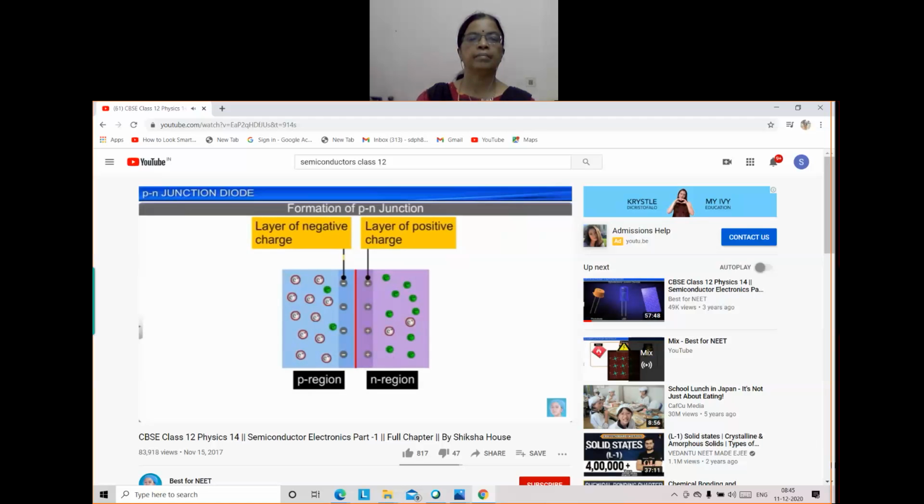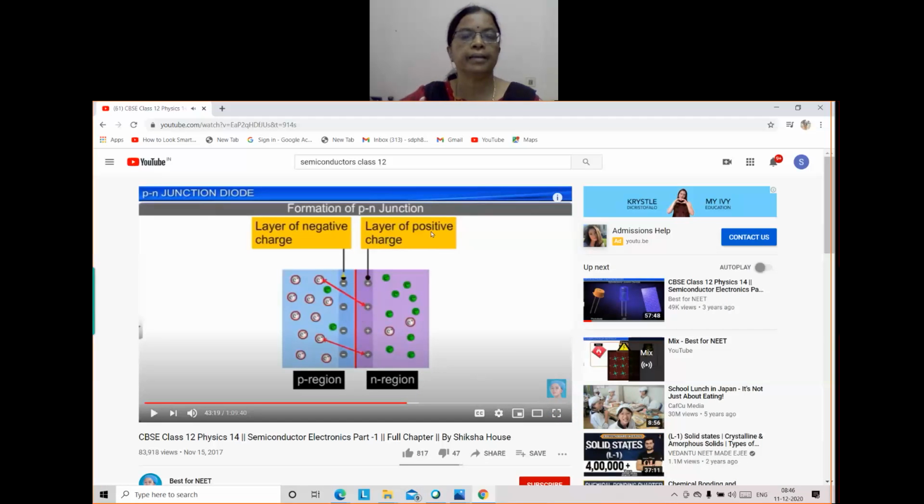The layer of stationary negative charges towards the p side of the junction opposes the diffusion of electrons from the n side. Similarly, the layer of stationary positive charges towards the n side of the junction opposes the diffusion of holes from the p side. This creates an electric field near the junction.